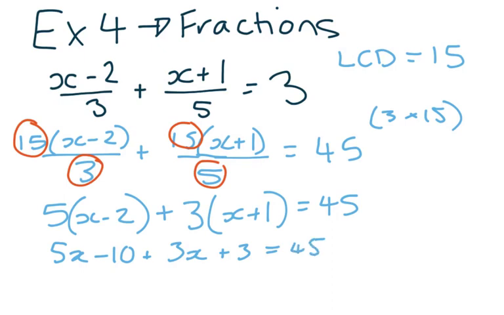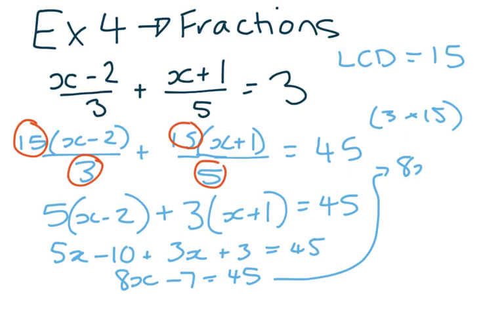We would then collect our like terms, so 5x plus 3x is 8x, negative 10 plus 3 is negative 7, equals 45. Okay, I'm just going to move over to here because I'm running out of room. Then we would add 7 to the other side, so we get 8x equals 52, and then x is equal to 52 on 8. I apologise for that one not being a whole number.